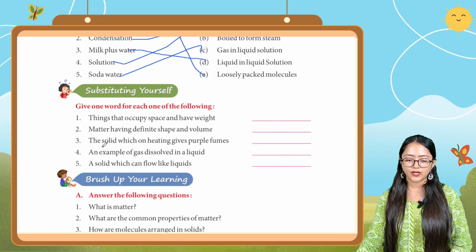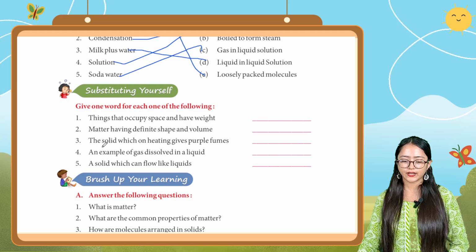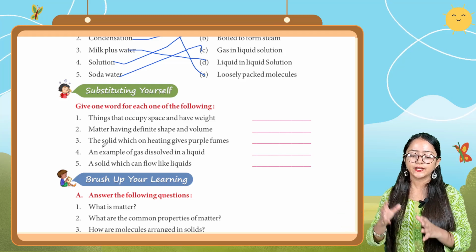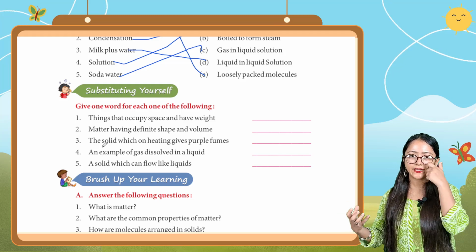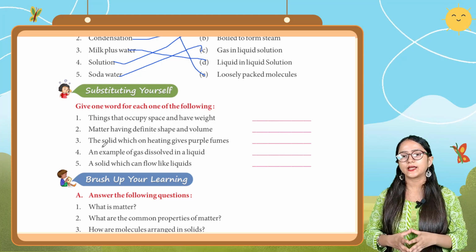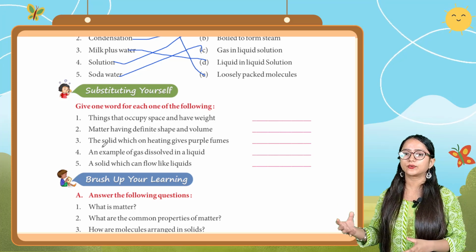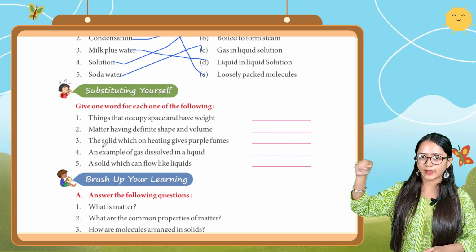Okay, now come to the next one, that is give one word answer. So the first question is things that occupy space and have weight. Okay, things that occupy space and have weight are known as matter. So you have to write matter in this blank.